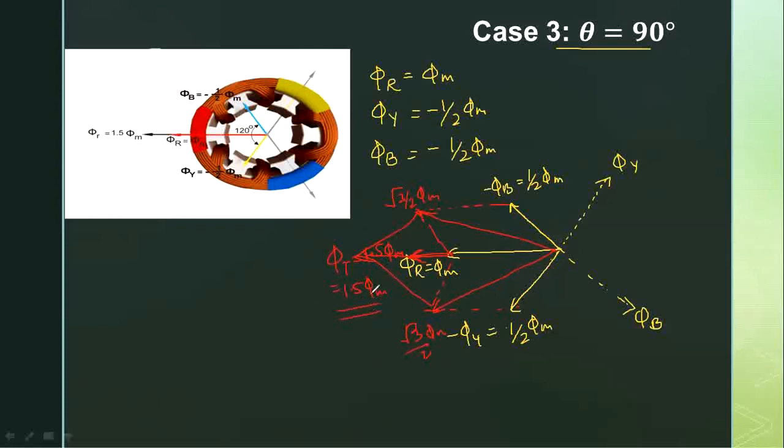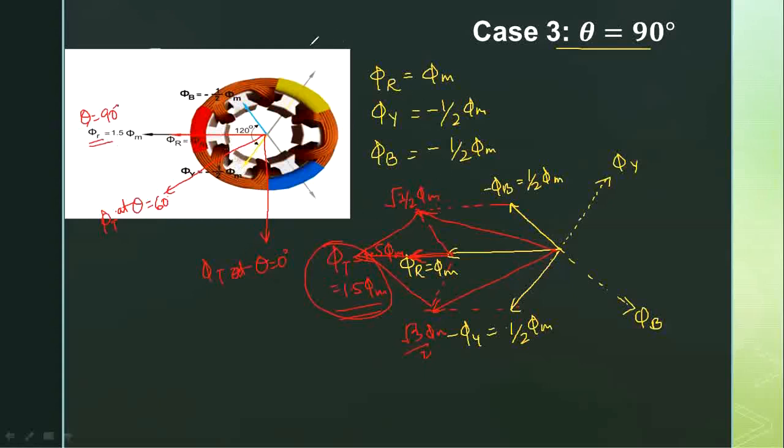Right? So again you observe that the resultant vector, that is the flux, has the same value of 1.5 times phi m, but it has rotated further by 30 degrees, right? So initially it was like this when I considered theta equals 0 degrees. When I considered theta equals 60 degrees, we got the resultant here. So at 60 degrees, this was the value of phi t. This was the value of phi t at theta equals 0 degrees. And now when I considered theta equals 90 degrees, this is my resultant.